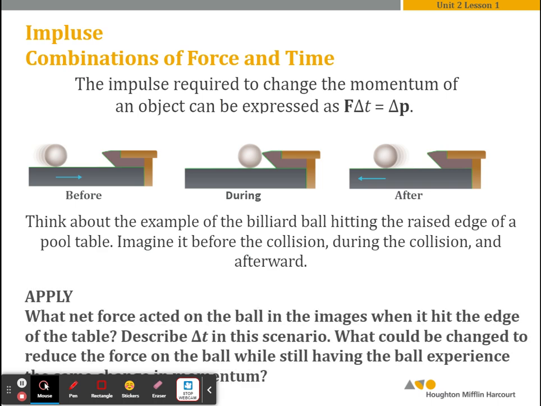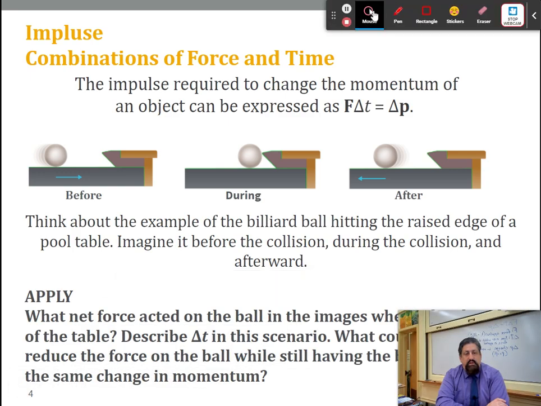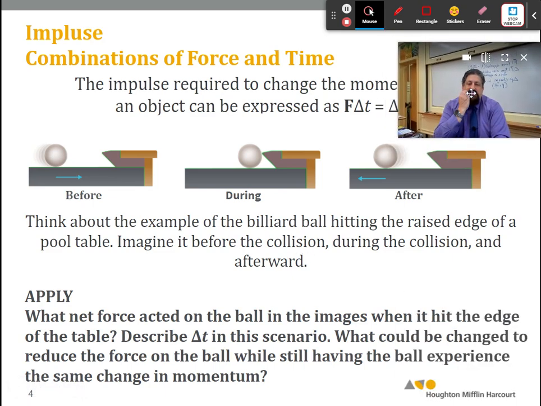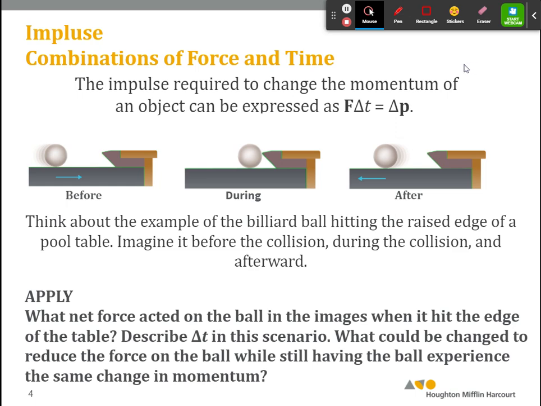What net force acted on the ball in the images when it hit the edge of the table? Describe delta T in this scenario. Okay, I just talked about that. The net force acting on the ball is the force of the cushion pushing to the left.